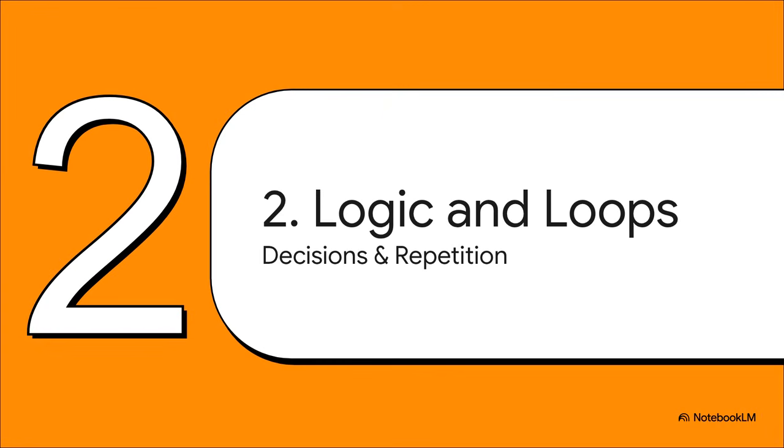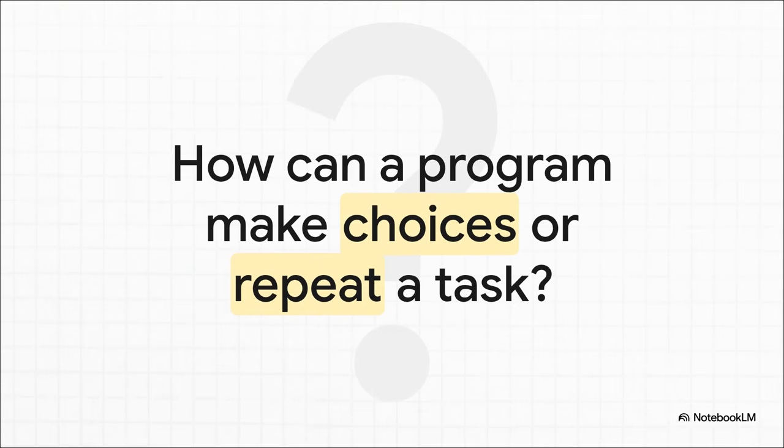Okay, so we can store information. Great. But the real magic of programming happens when you can make decisions and automate tasks that you have to do over and over. This brings us to Section 2, logic and loops. This is really the million-dollar question, isn't it? We don't want our programs to be dumb and just follow one path.